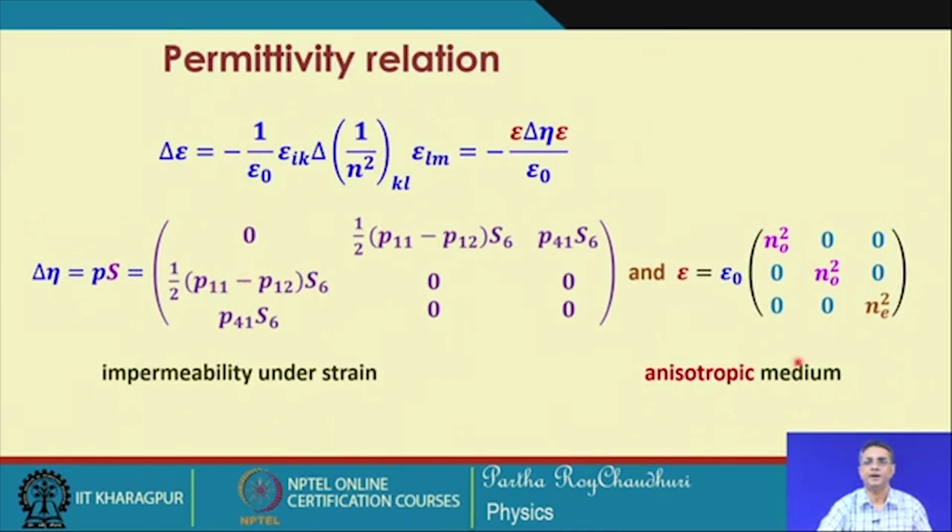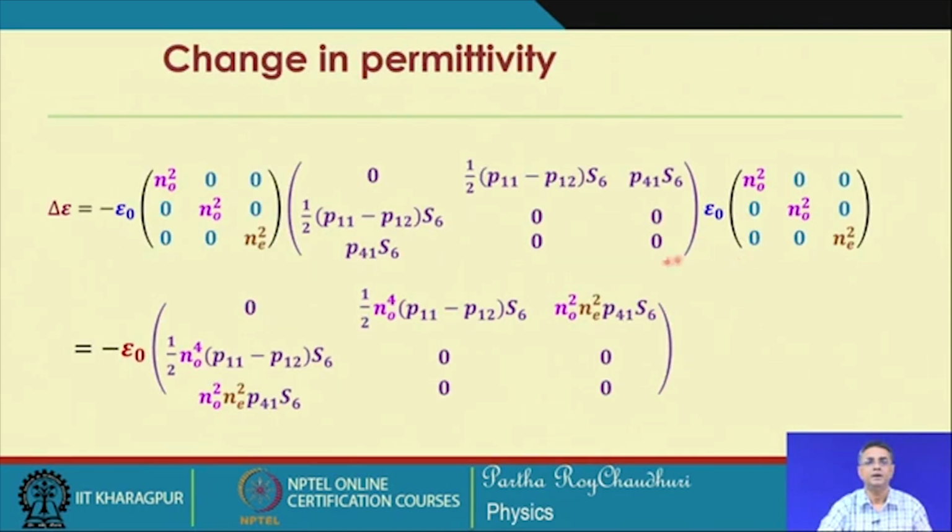And for an anisotropic medium, these are the ordinary refractive indices, this is the extraordinary. So, this is the form of the permittivity tensor. Therefore, post multiplying and pre multiplying by this permittivity matrix to this P S matrix, we find delta epsilon is equal to this, which is again very straightforward, but this time n o to the power 4 we cannot take out, because they are appearing in different positions.